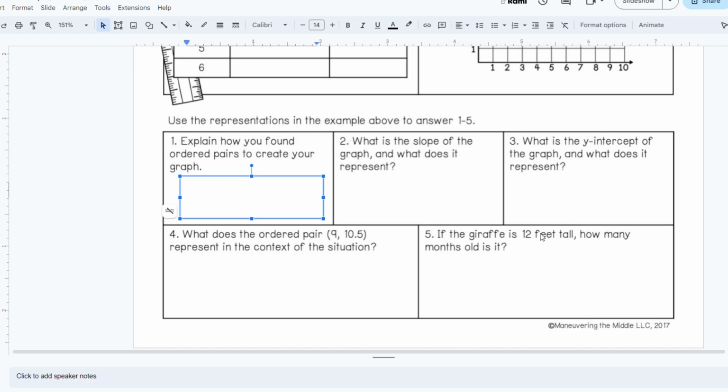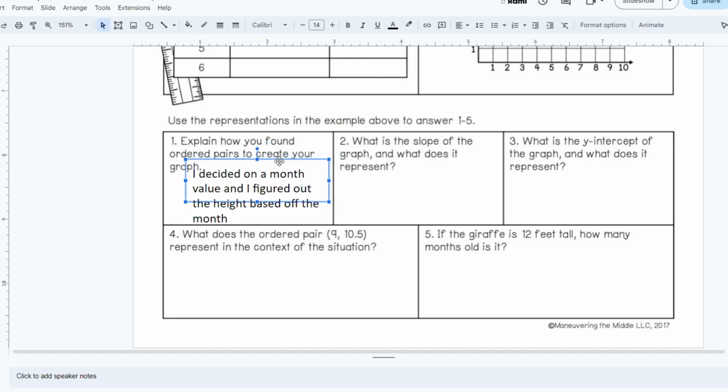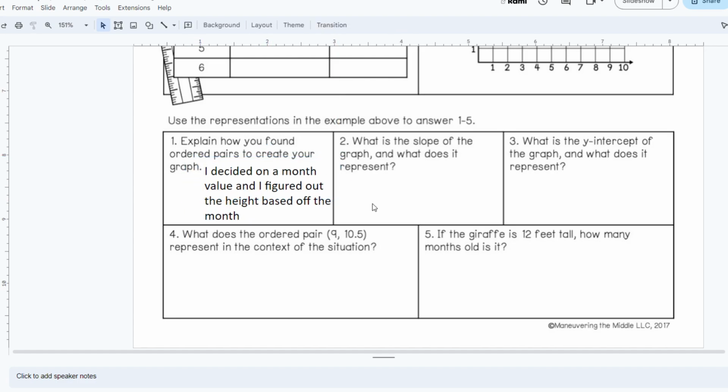Well, how did we find our ordered pairs to create the graph? Well, I decided on a month value, and I figured out the height based on the month. So pretty easy stuff. So basically you decide what x is, and then based off your x, you figure out a y. What is the slope of the graph and what does it represent?